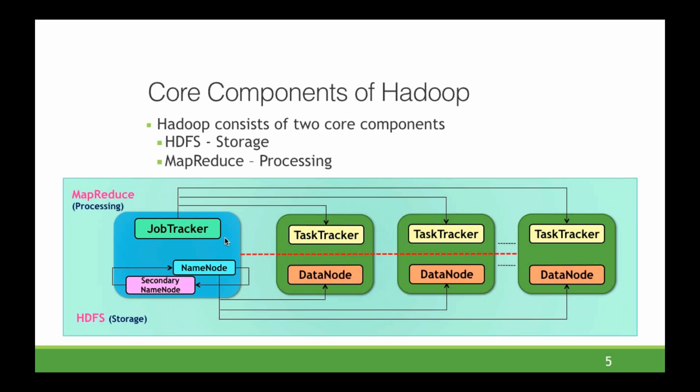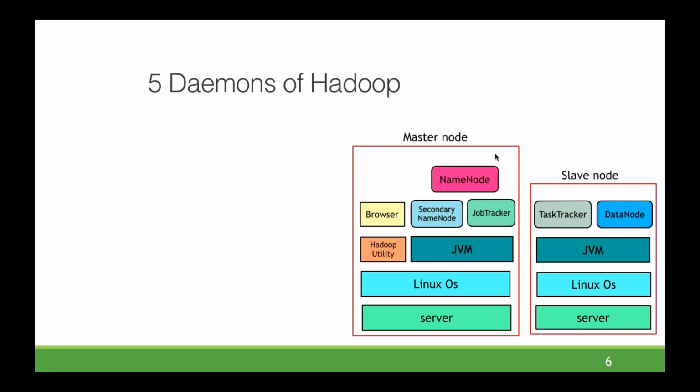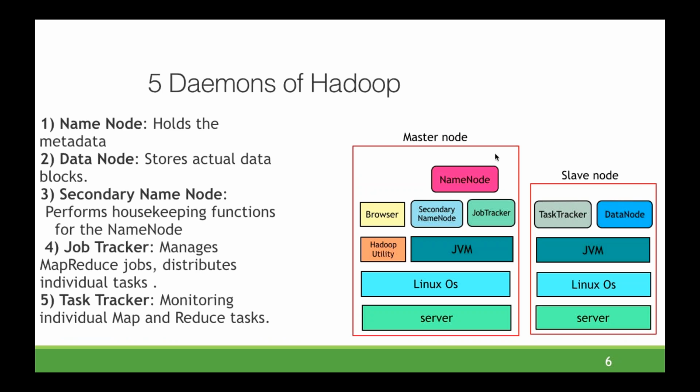Supposing in this example we can see 4 nodes. This is a cluster which consists of 4 nodes, where this is the machine where master daemons are running, and these are the machines where the slave daemons are running. Daemons are background processes, or JVMs, that are running. So these are the 5 major daemons of Hadoop: name node, data node, secondary name node, job tracker, and task tracker.